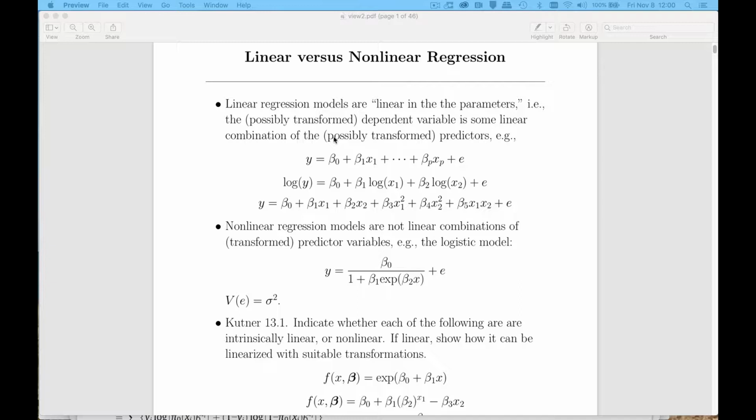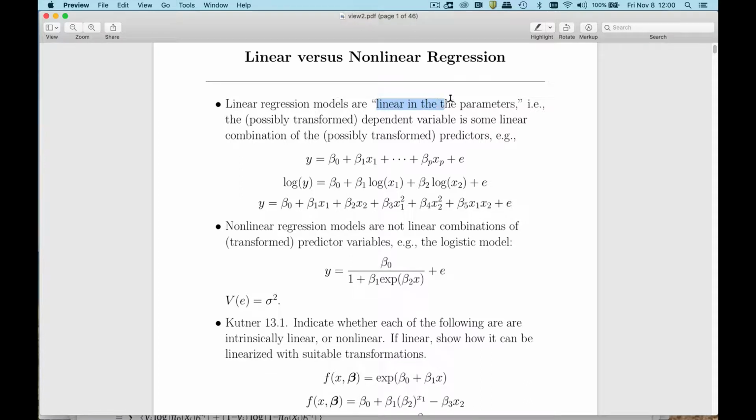All right, so what is nonlinear regression and how is it different from linear regression? Well, first off, linear regression, which we've studied in many previous classes, allows us to estimate models that are said to be linear in the parameters. That doesn't mean that they have to be linear functions, they just have to be linear in the parameters.